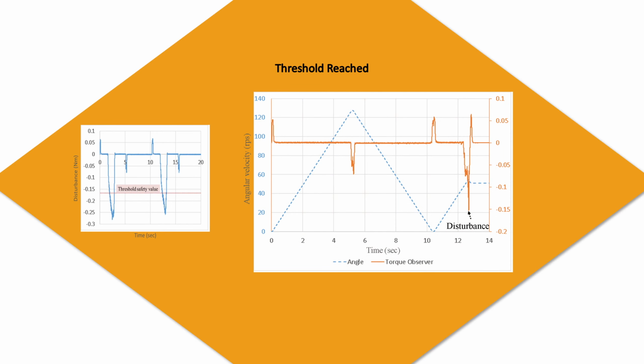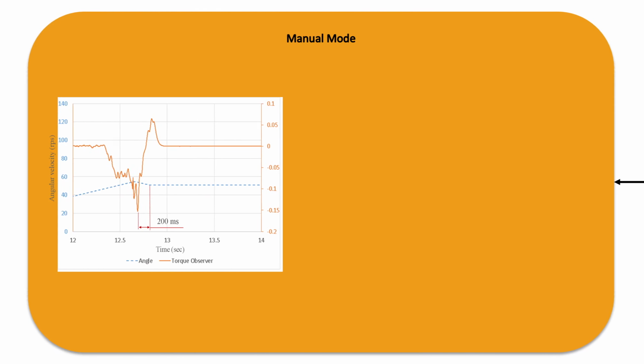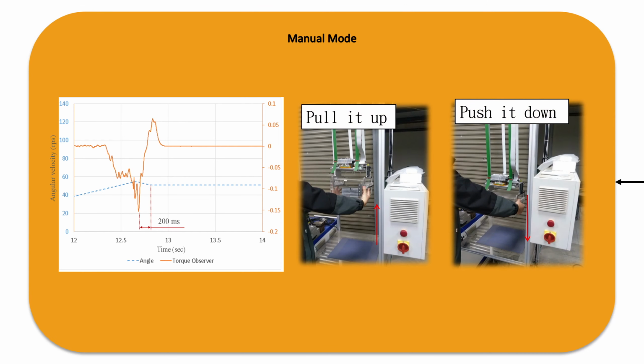Before the disturbance, the procedure is proceeding normally, and after the disturbance, we go into the manual mode. In the manual mode, we can pull up the device or push our device down. So if our device detects that there's a collision and there's a person under the box, we can pull it up and rescue the person, and after that we can push it back down to the initial position.